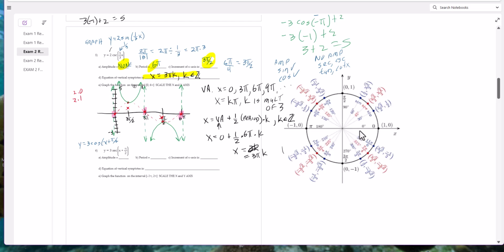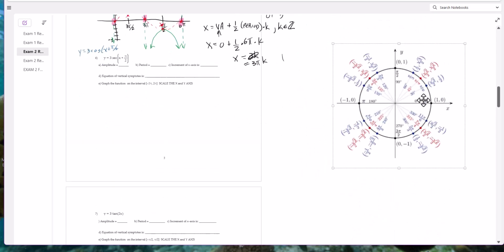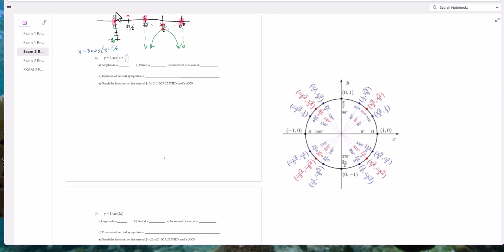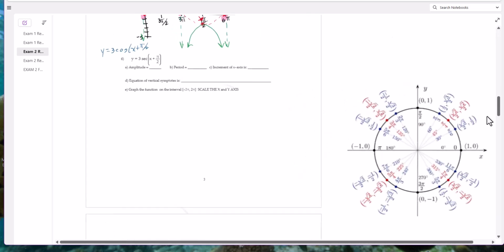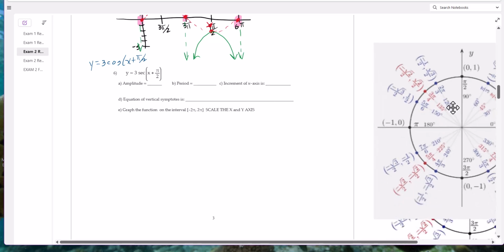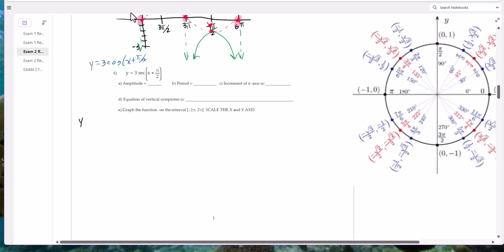Okay, so let's go ahead. When you're doing a secant, what you're focusing on is doing a cosine. So I'm going to erase some of the things that I did there, and I'll zoom in on this a little bit so you can see. Now, our focus on this one is graphing y equals 3 cosine of x plus pi over 2.